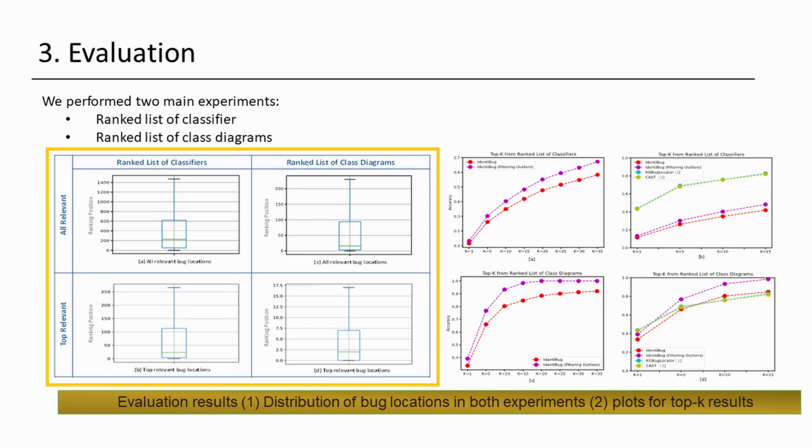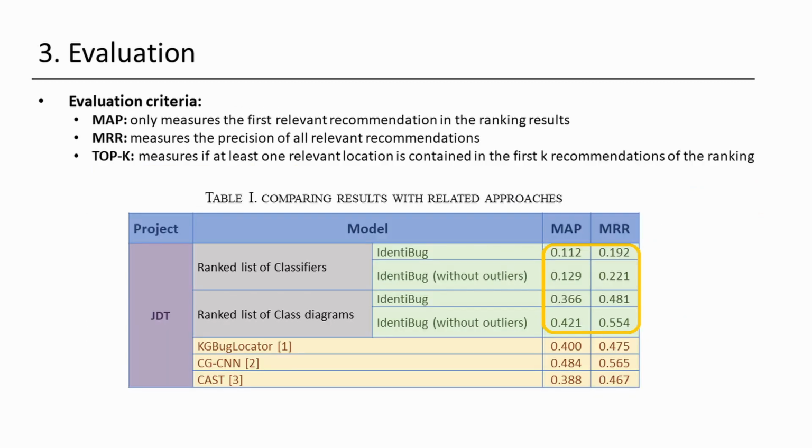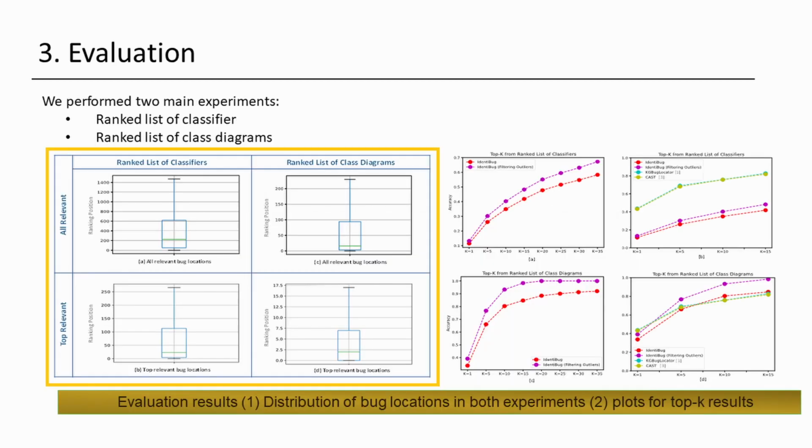The box plot shows the median of the positions of all relevant recommendations in the rank list of classifiers, which is about 223. That is relatively high and also contributes to the relatively low MAP and MRR in Table 1. However, if we compare the distribution in Part B, we see that the median drops to 23 if we consider only the first relevant recommendation on the top of the rankings.